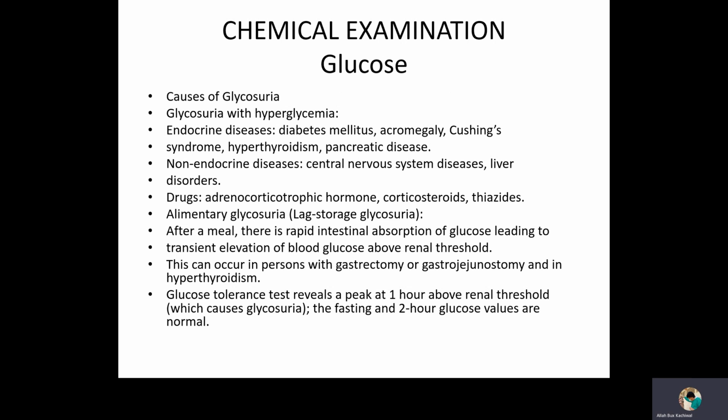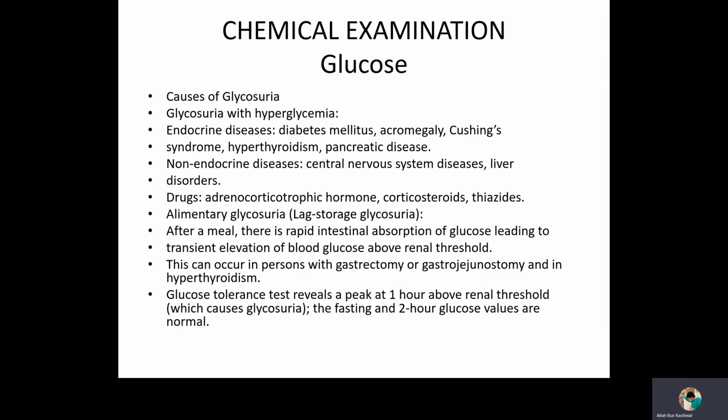So causes of glycosuria: glycosuria with hyperglycemia, the endocrine diseases, diabetes mellitus, acromegaly, Cushing syndrome, or hyperthyroidism, pancreatic disease, or non-endocrine diseases, central nervous system diseases, liver disorders. Then the drugs: adrenocorticotropic hormone or corticosteroids or thiazides. Then alimentary glycosuria, the large storage glycosuria.